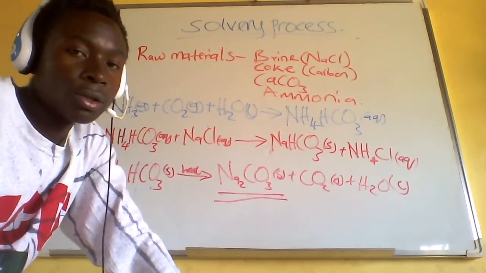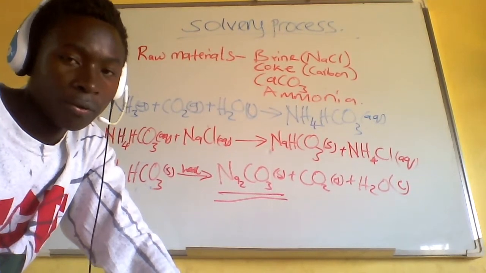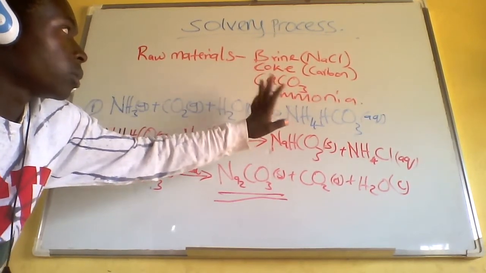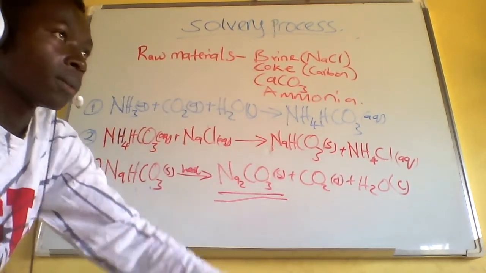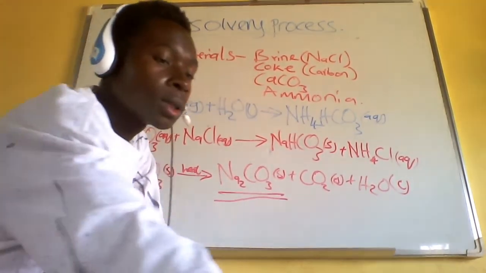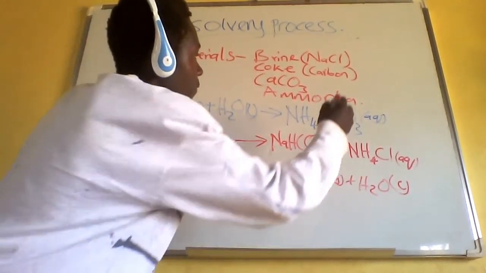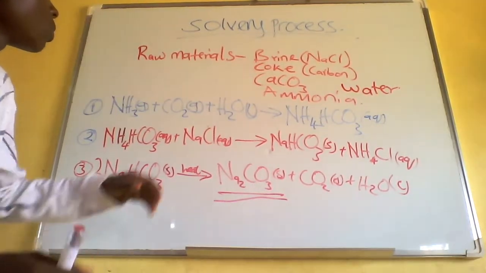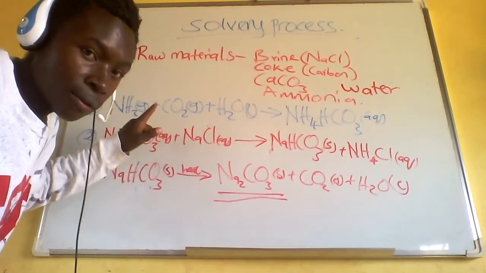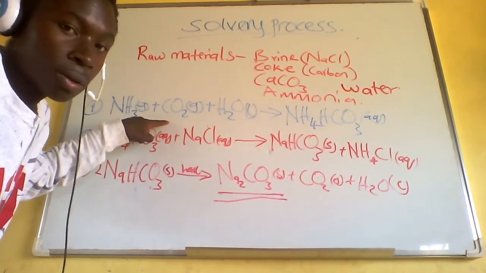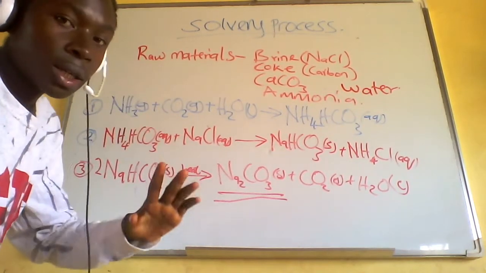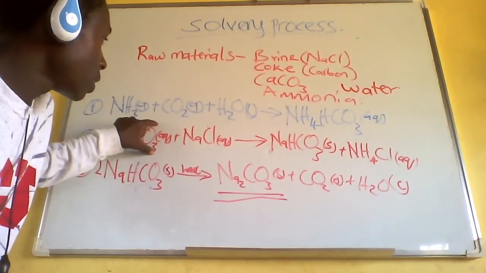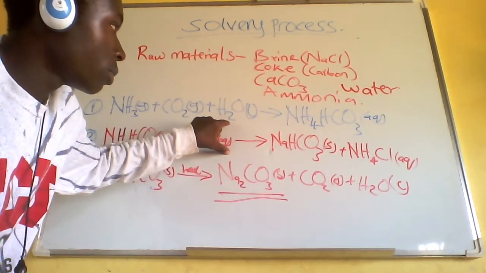Now, there are questions you will be asked in exams. For example, the work of water, the need of water. Sorry, we never said water here, but there must be water. Yes, we used water here. What is the purpose of the water? First of all, it's used in the reactions. In the first reaction, we've used water, and majorly the water is used for the cooling of the carbonating tower.